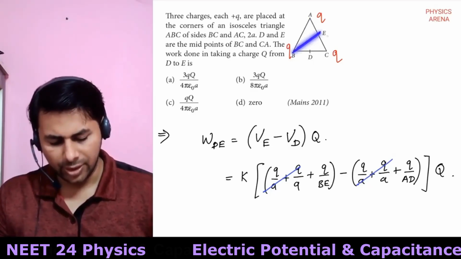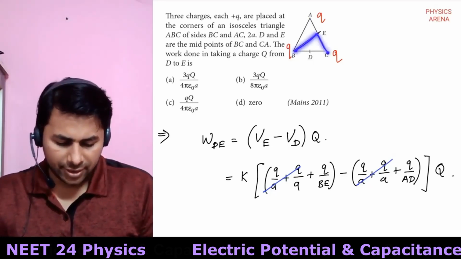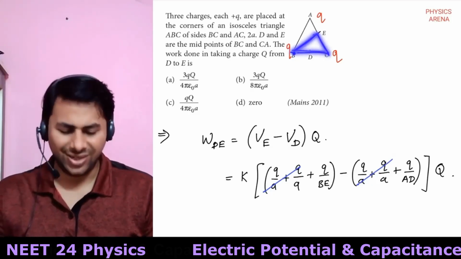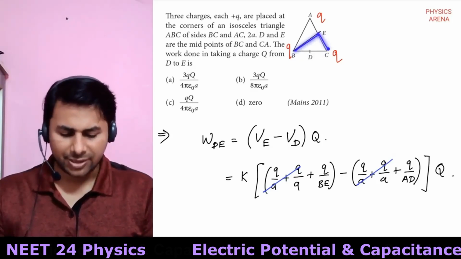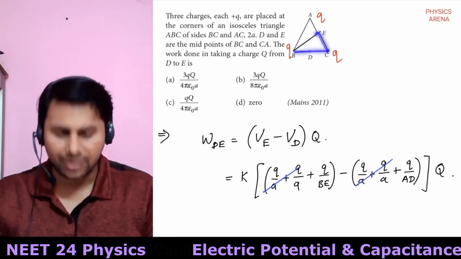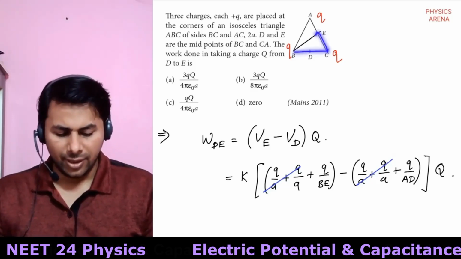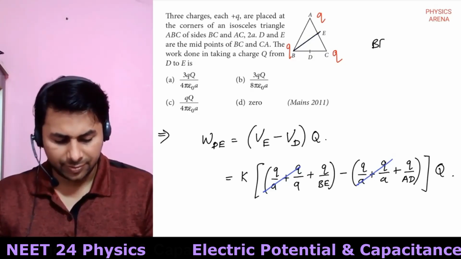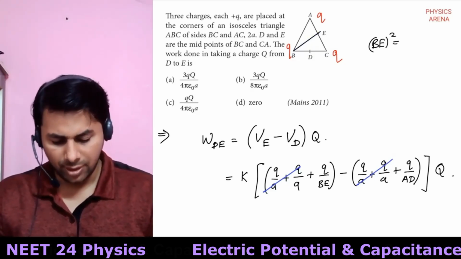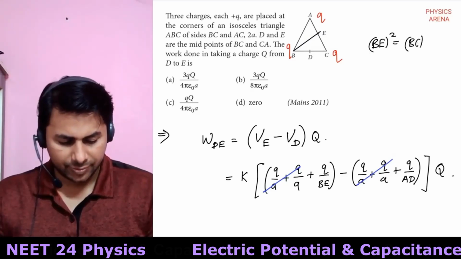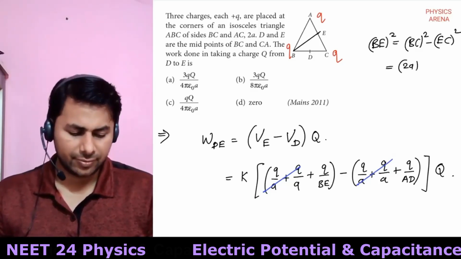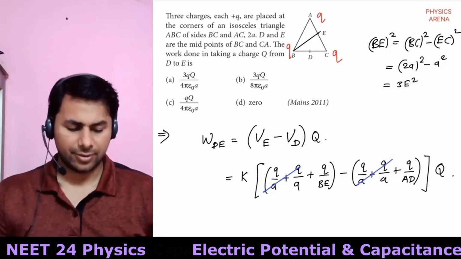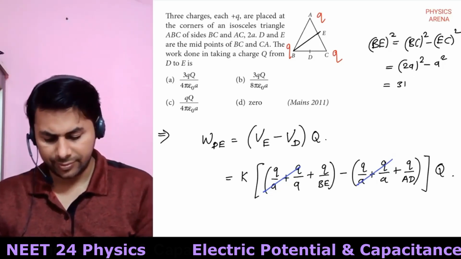How much would be the length of this one? This is a right angle triangle, right? So this side square will be equal to this side square plus this side square, but this side is 2A, this side is A. So BE square is equal to BC square minus EC square, that is equal to 2A square minus A square, 3A square, got it?